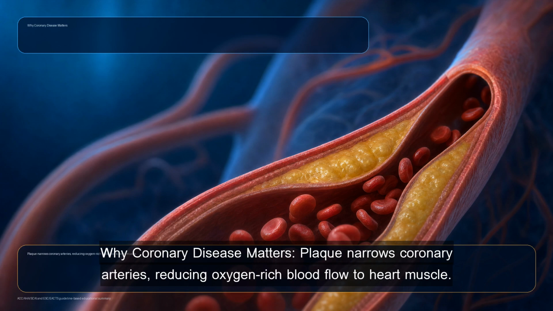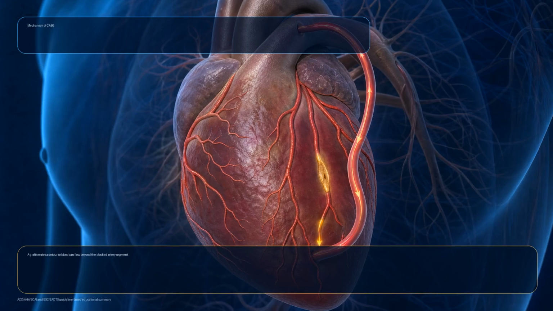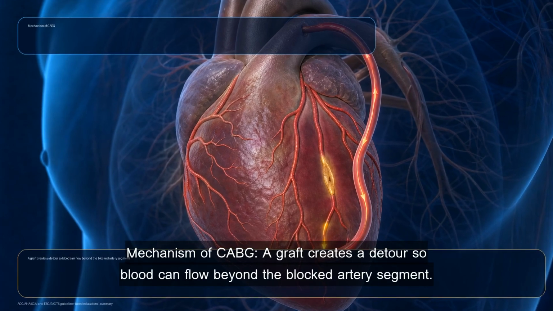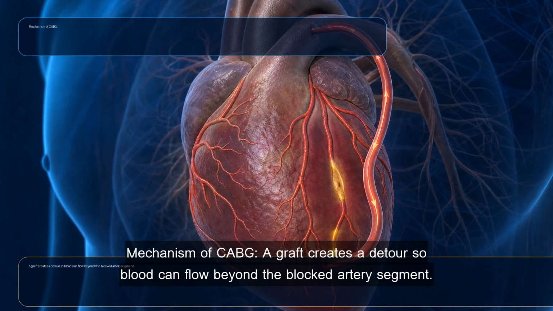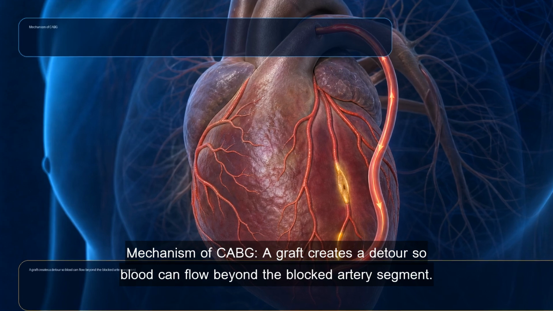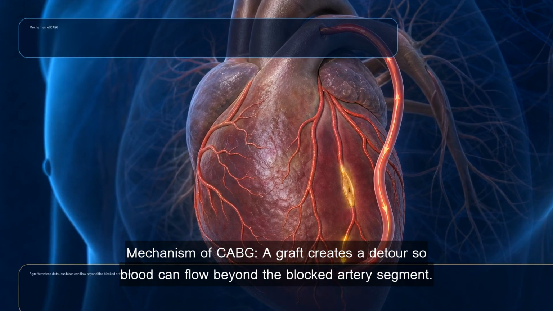CABG does not remove the plaque from the diseased coronary artery. Instead, it creates a detour. The surgeon takes a healthy blood vessel, called a graft, from the chest, arm, or leg, and connects it so that blood can flow around the blockage. One end receives oxygen-rich blood, and the other end delivers it beyond the narrowed segment. The goal is to restore blood supply, reduce ischemia, relieve angina, and, in certain high-risk groups, improve long-term survival.